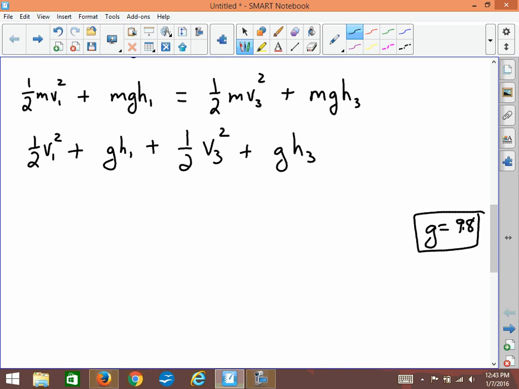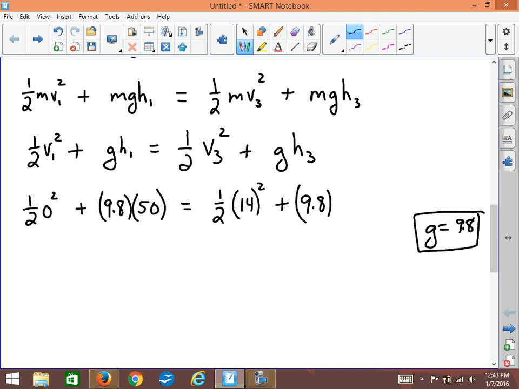And then we can put in all the numbers that we know about. We know that the speed at position 1 is 0. We know that g is 9.8, and we know that height number 1 was 50 meters. Oops, I just noticed that I put a plus here instead of an equals. Better make sure we fix that. Next here, we have what? 1/2. This time we do know the speed at position 3. I told you it was 14. So we'll put that in there, 14 squared. And then we know that g is 9.8 again, and this time we're trying to figure out height number 3. We don't know what the height is.